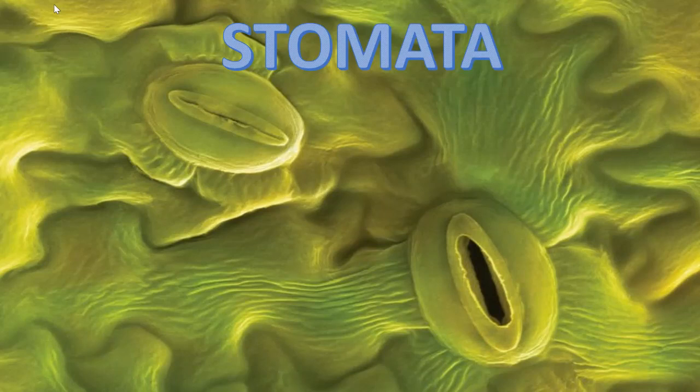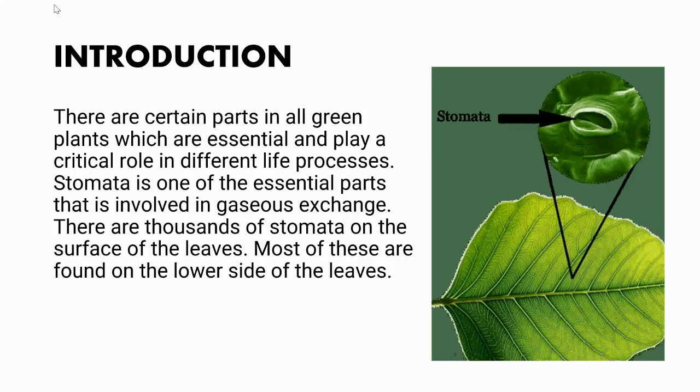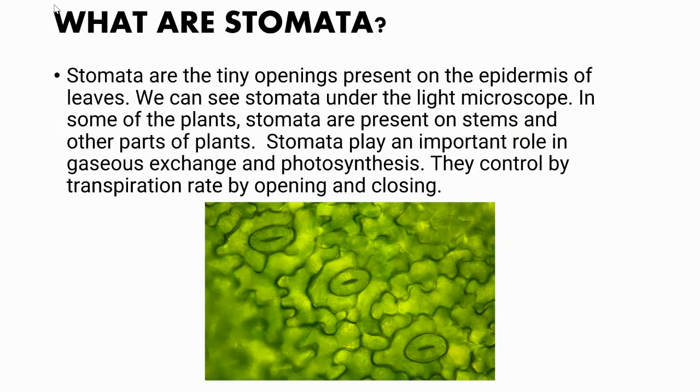The topic which we are going to learn today is stomata. There are certain parts in all green plants which are essential and play a critical role in different life processes. Stomata is one of the essential parts that is involved in gaseous exchange. There are thousands of stomata on the surface of the leaves. Most of these are found on the lower side of the leaves.